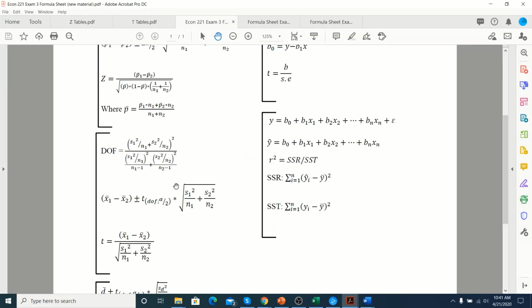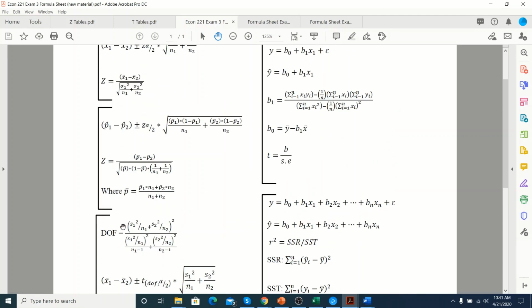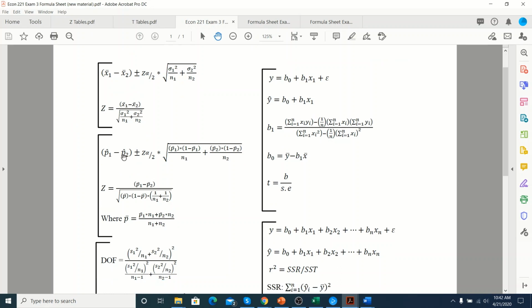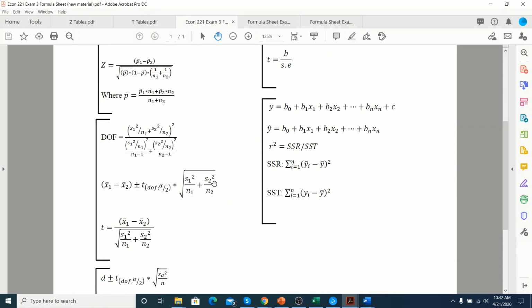We're still dealing with only sample variances. Here's my test statistic equation, right? For each one of these 3 types of examples, we have the means with population variances. Here's my confidence interval, here's my test statistic. We're dealing with proportions. Here's my confidence interval, here's my test statistic. Sample means with only sample variance. Here's my confidence interval, here's my test statistic. Okay? So here's my test statistic.